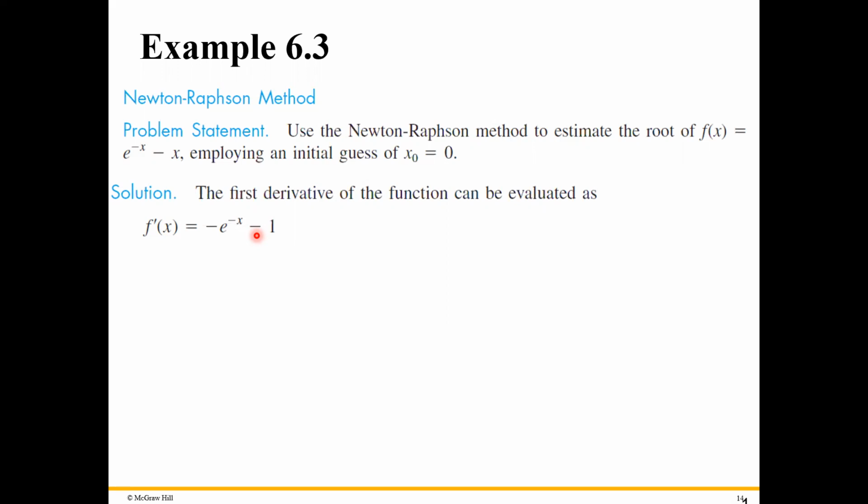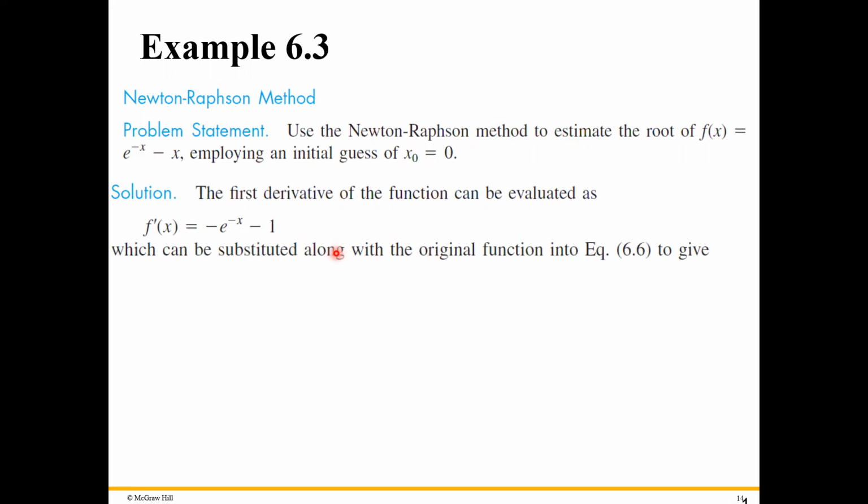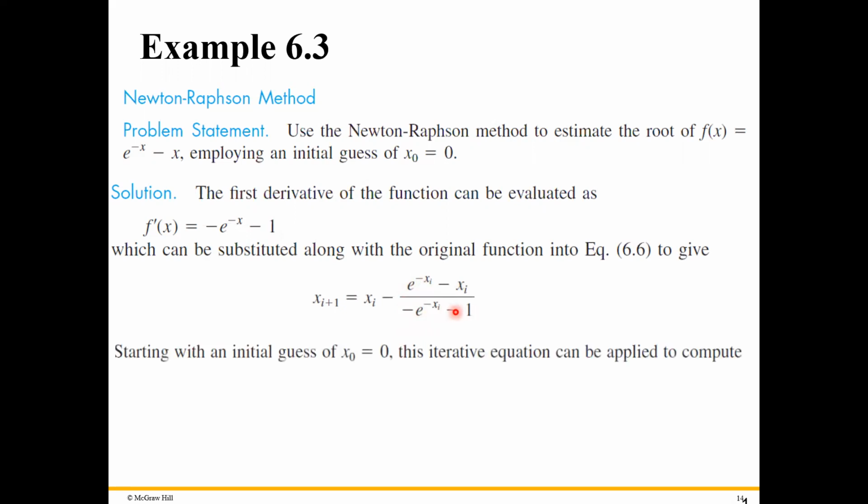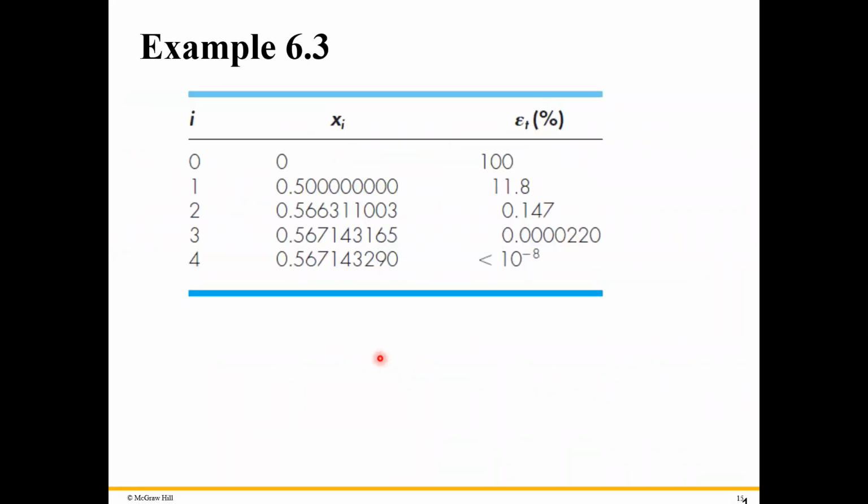And then we can now perform the calculations, which can be substituted along with the original function into this previous equation, equation 6.6. In equation 6.6, we have the function f of x over here, and f prime of x in the denominator. Iteratively, we can solve this equation starting with the initial guess of 0. So this iterative equation can be applied to complete this.